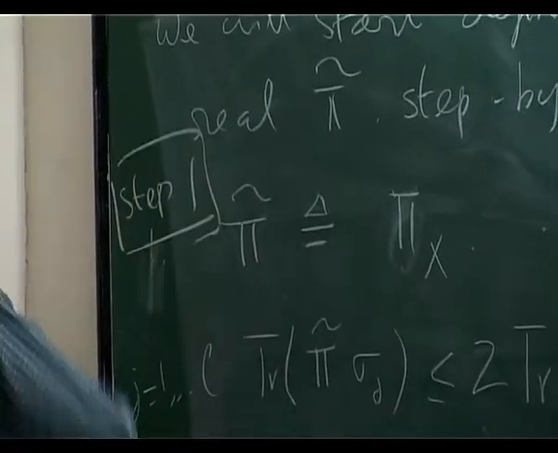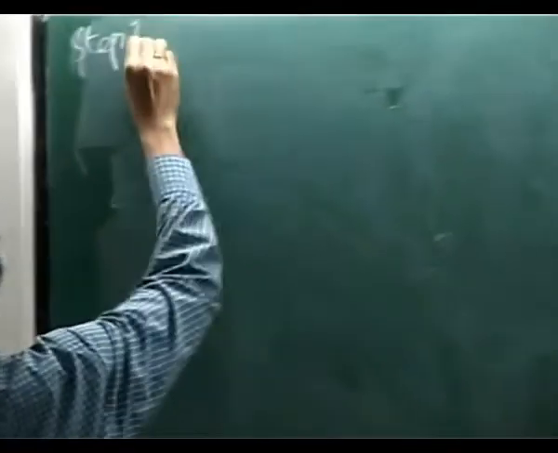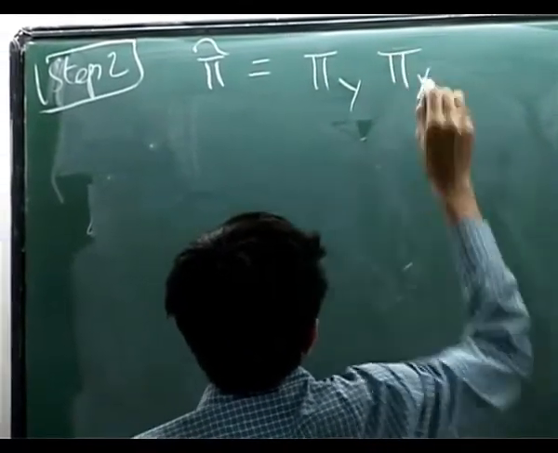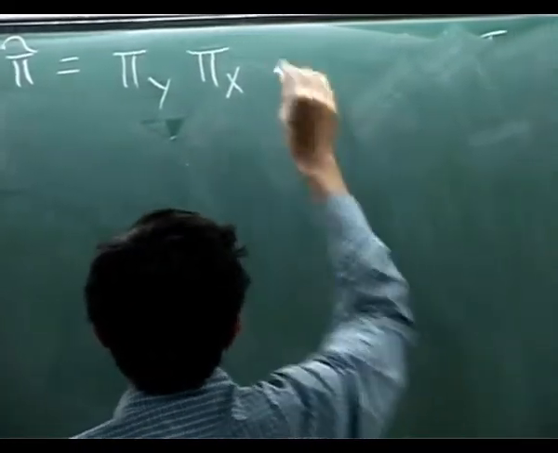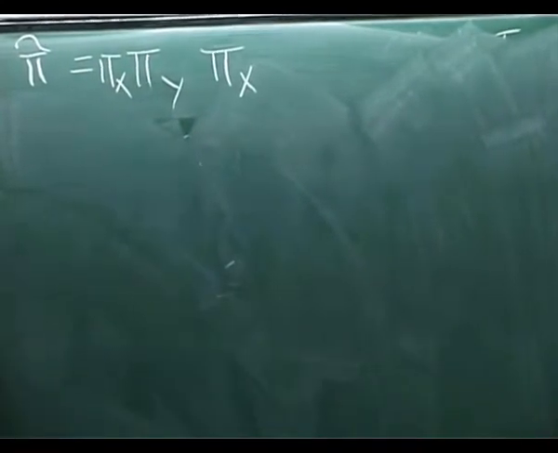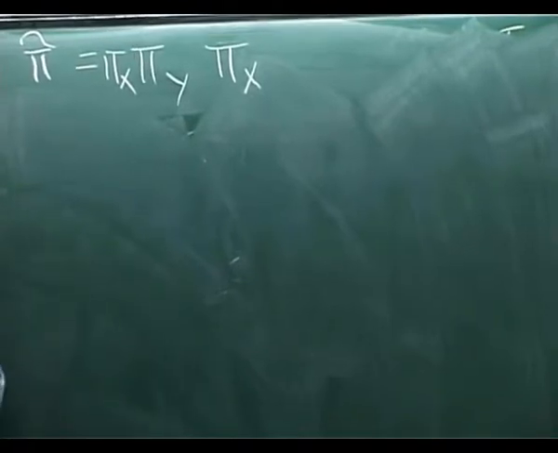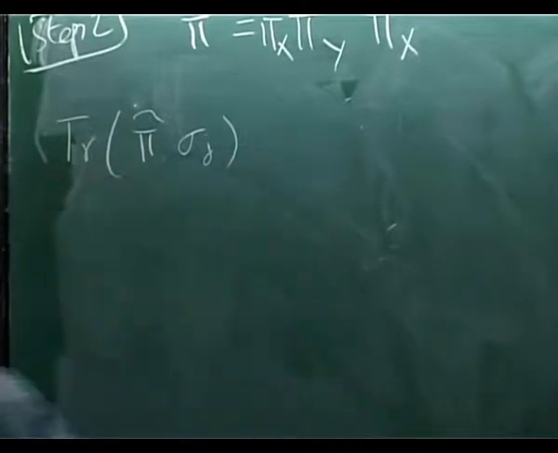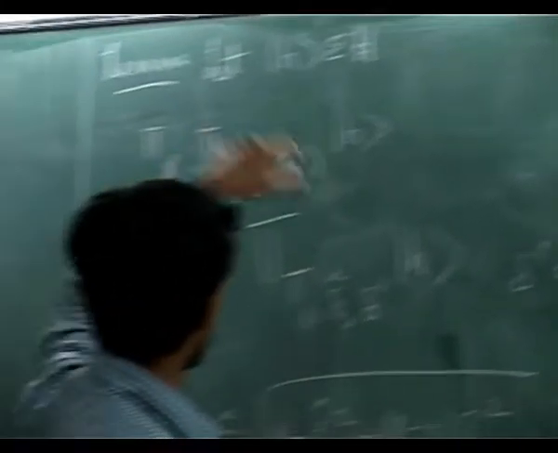So we will start defining the real thing step by step. So this was step one. Step two is pi tilde is... So again, the trace of pi tilde sigma j. Okay, so I already have this out here, and I'll get this, and I know exactly what this looks like.